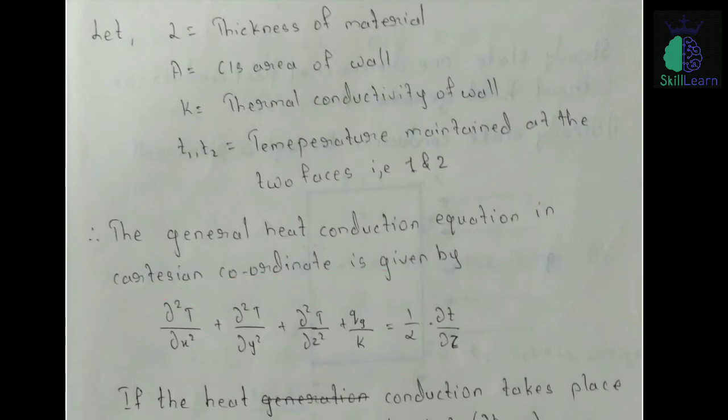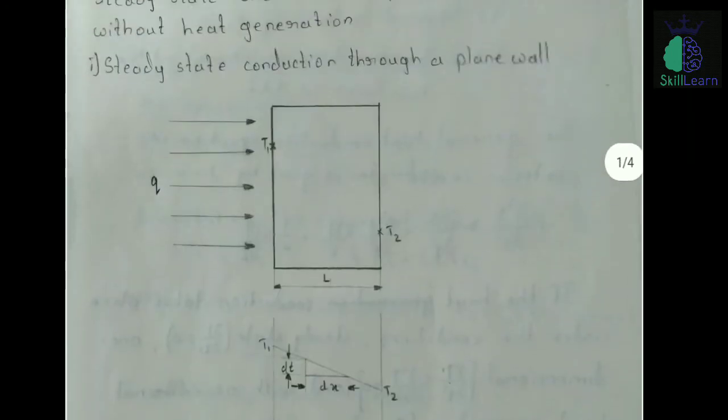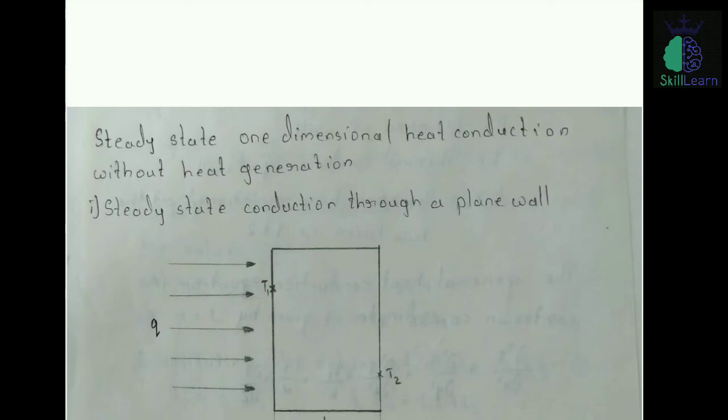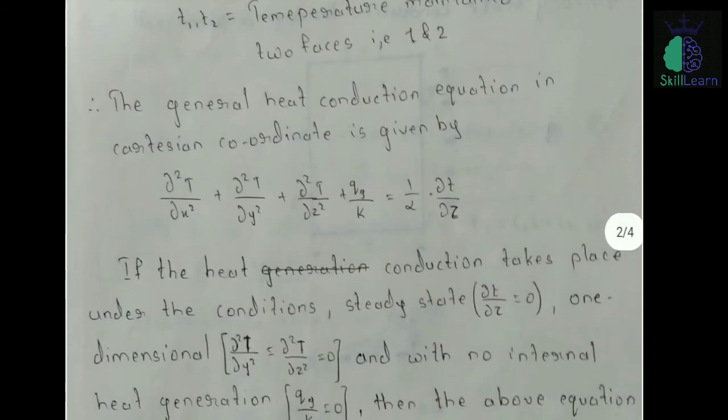So this is the general heat equation in Cartesian form, and you can see the conditions under which terms get eliminated. The first one is the steady state condition, and the steady state condition is nothing but del T by del t is equal to 0. So when del T by del t becomes 0, 1 by alpha into 0 is equal to 0. Therefore this term will be eliminated.